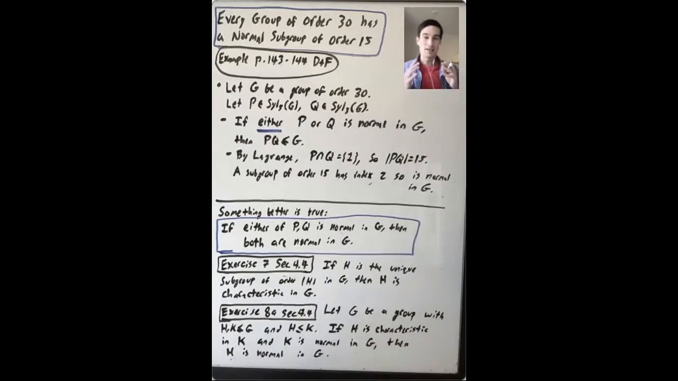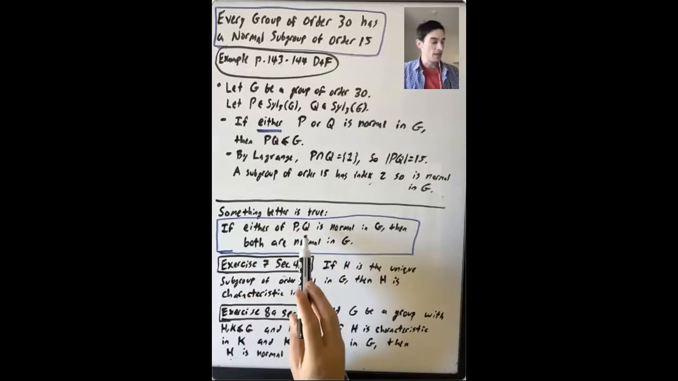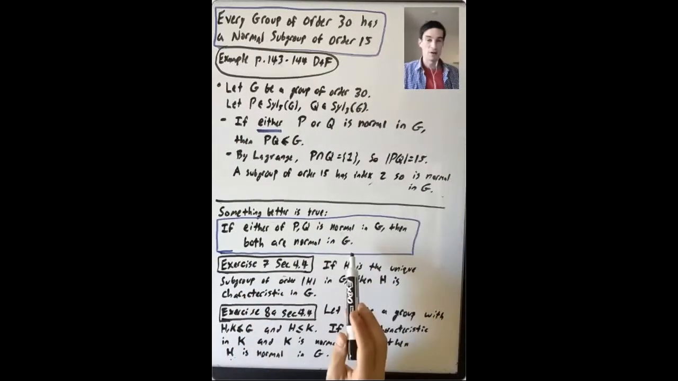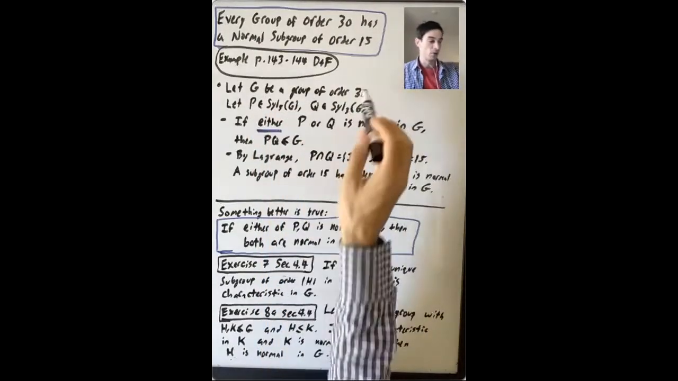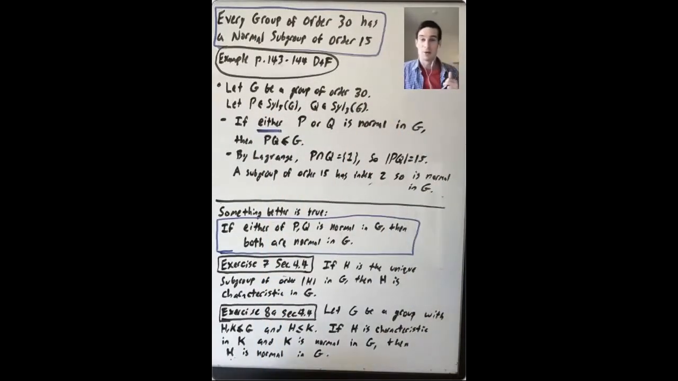Okay, so I want to take a little detour and say that something better is actually true. What we'll actually prove is that if either of P and Q is normal in G, then both are normal in G. So what we'll see is that, in fact, a group of order 30 has both a normal Sylow 3 subgroup and a normal Sylow 5 subgroup.